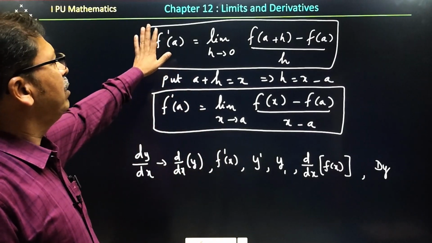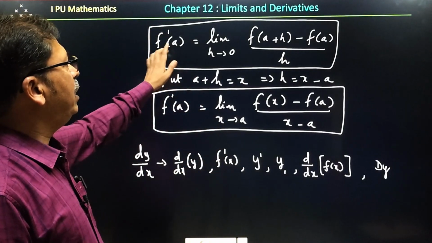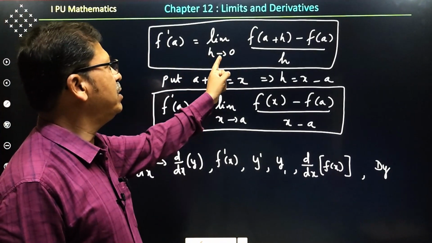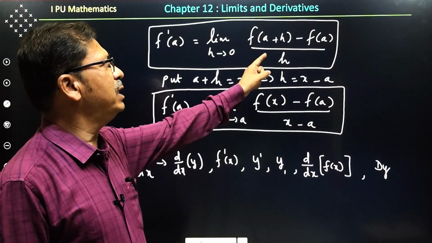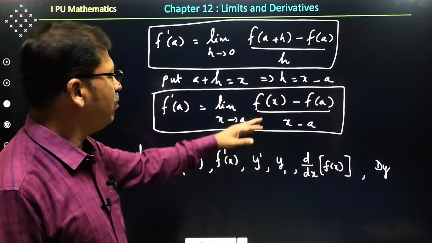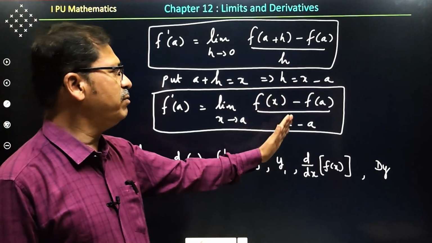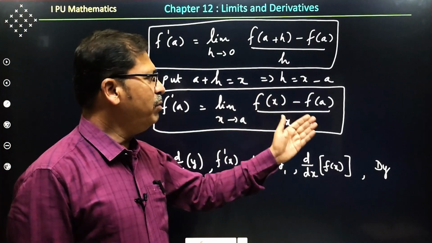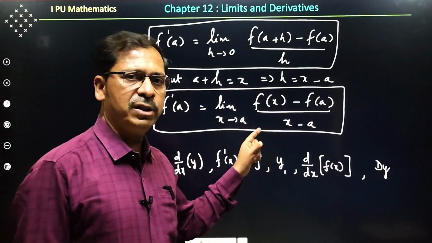So the differentiation of y at x is equal to a, or f of x at x equal to a, means limit h tends to 0, f of a plus h minus f of a divided by h. The alternative form is limit x tends to a, f of x minus f of a divided by x minus a. That means the left hand limit and right hand limit of this expression must exist.